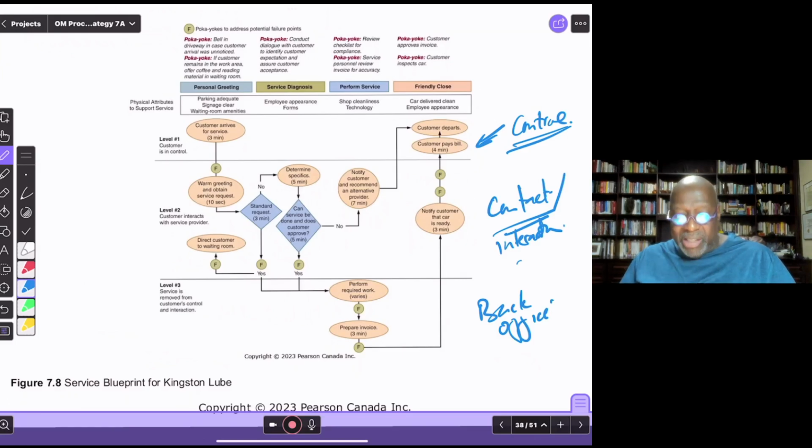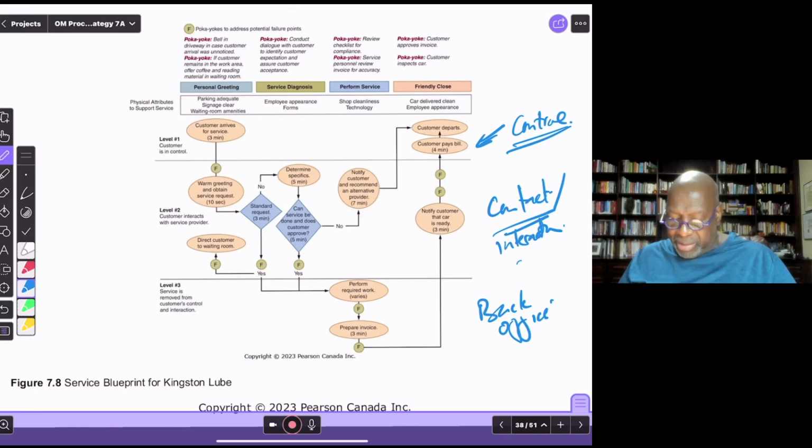So when you're designing your service, it's good to actually look at it in terms of these different levels. Level 1, customer in control. Level 2, customer interact. Level 3, the customer is actually removed from the service interaction. And what happens is that understanding this kind of a layout allows you to design your process in such a way that you achieve different results in each one of them.